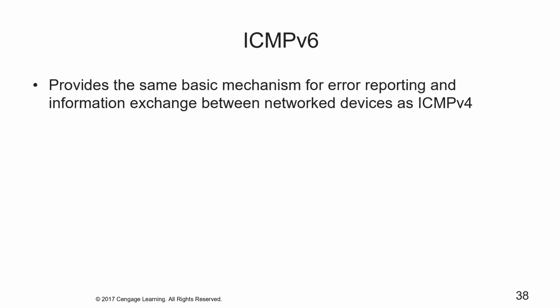ICMPv6 provides the same basic mechanism for error reporting and information exchange between network devices as ICMPv4. The specs for v4 are over 30 years old, and a new version of ICMP is required for modern network messaging. ICMPv6 message types still fall into two main groups: error messages and informational messages. However, the message types in these categories have changed, some of them significantly.